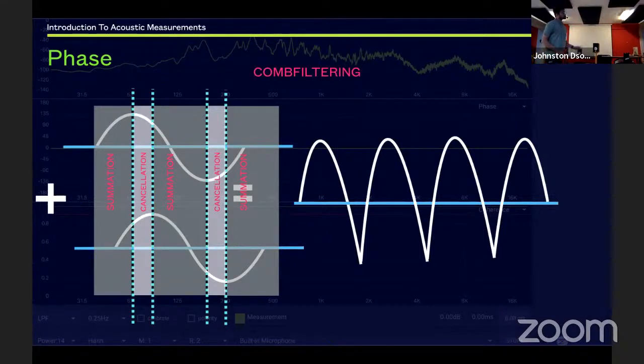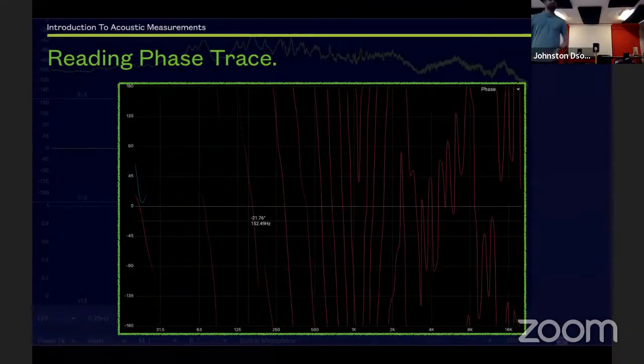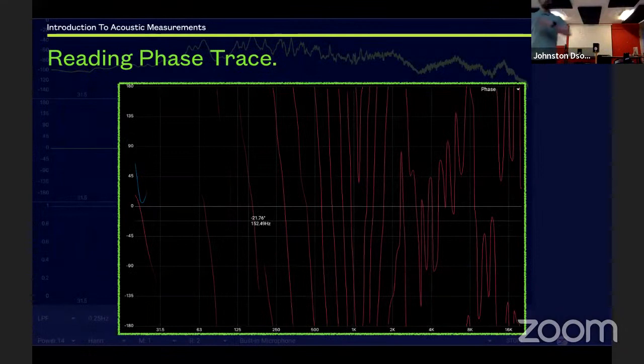Looks and sounds familiar? This is called comb filtering. And this happens everywhere. So once you've learned about comb filtering, this is a time domain signal. Let us understand how to read the phase trace. Now what you see might look like wiggly lines on a screen. We need to understand how to read that phase trace.